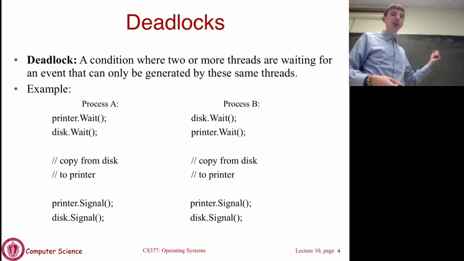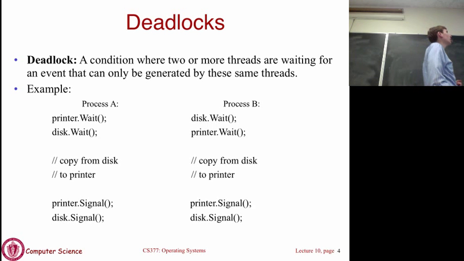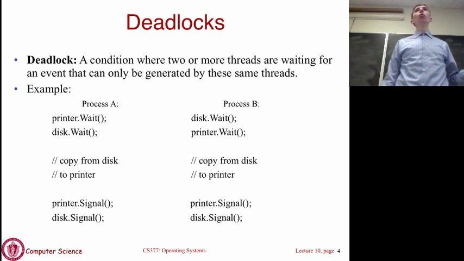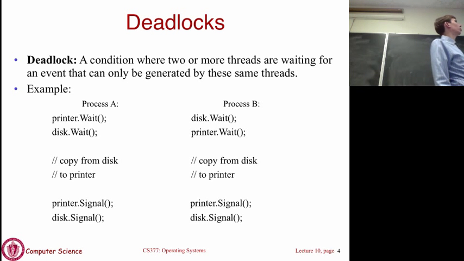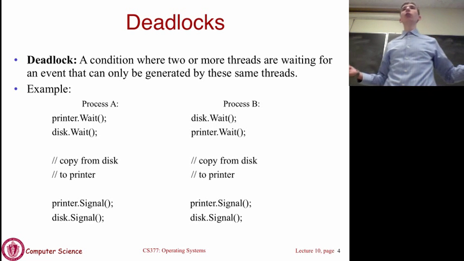And so let's give a very simple example of this. Maybe we have two processes and they're working with, say, a disk and a printer. Those would be shared resources that they need to take a lock on. Process A may call printer.wait to take control of the printer, and then call disk.wait, take control of the disk, copy from the disk to the printer, and then release that. Process B may do the same thing in the opposite direction. So what could happen here to cause a deadlock?